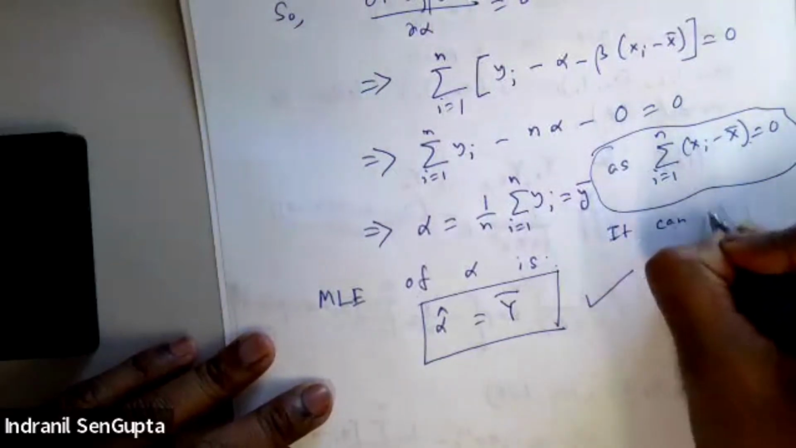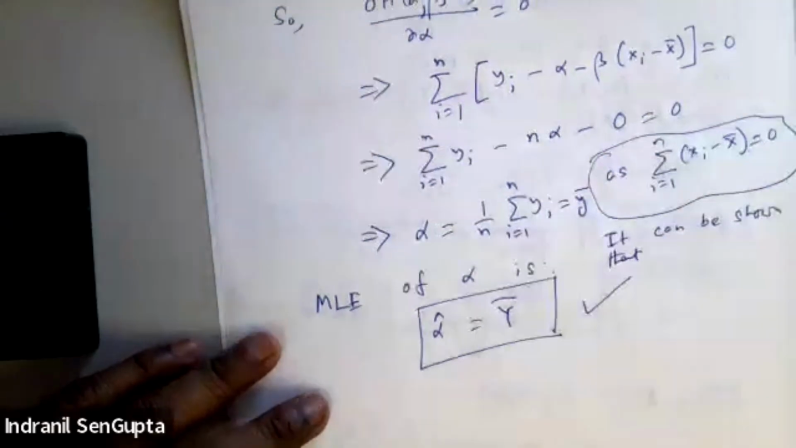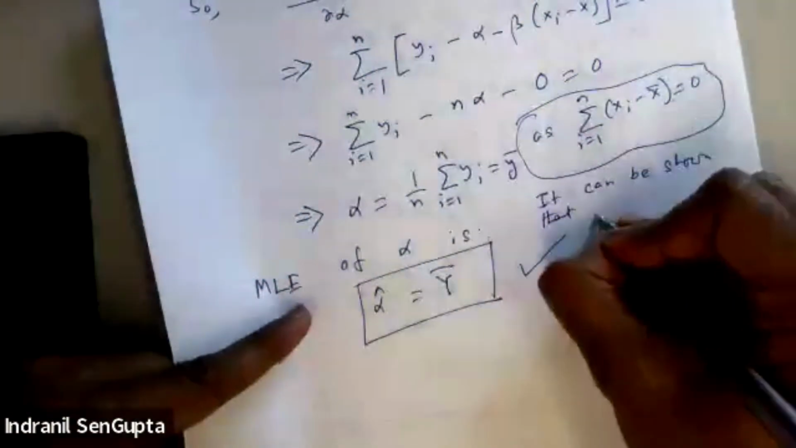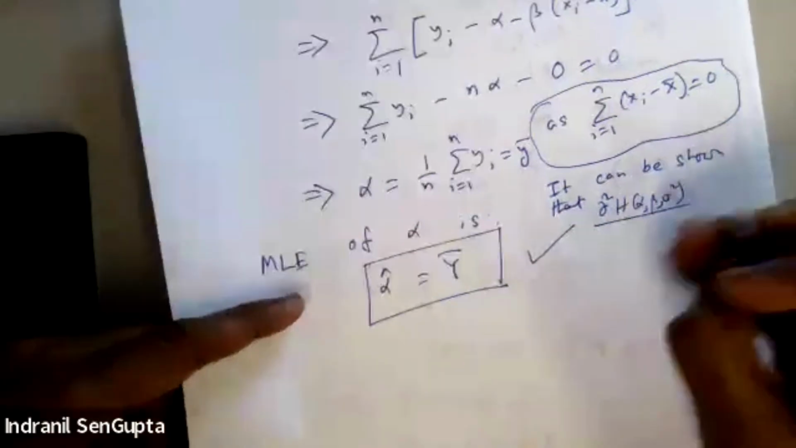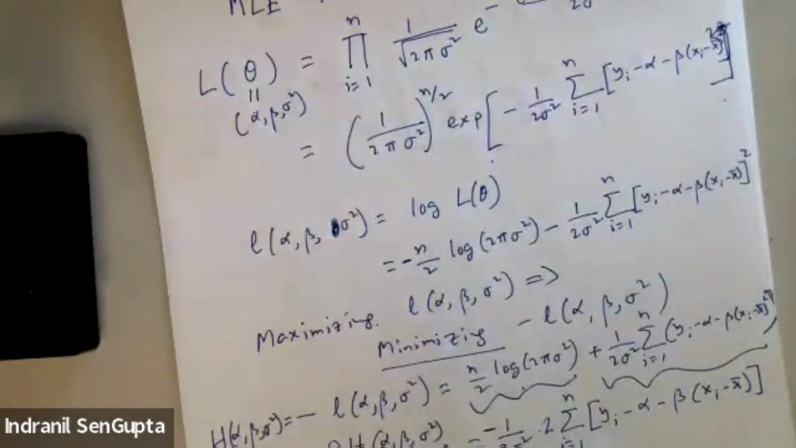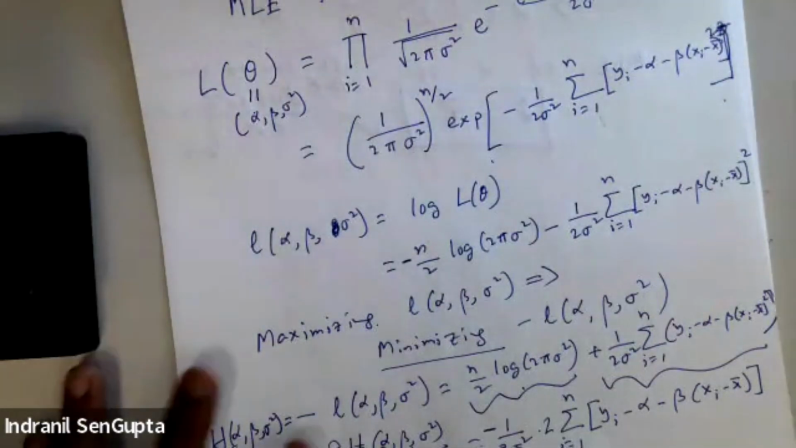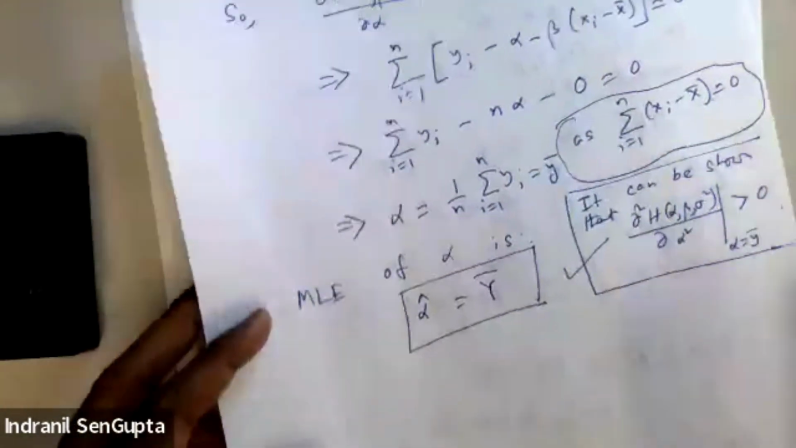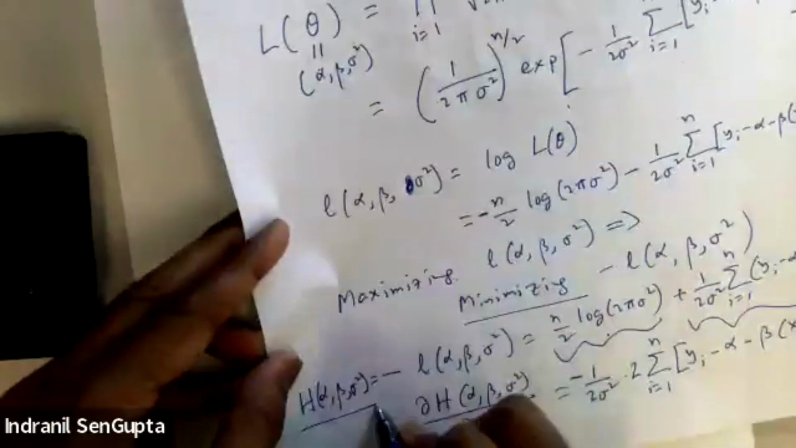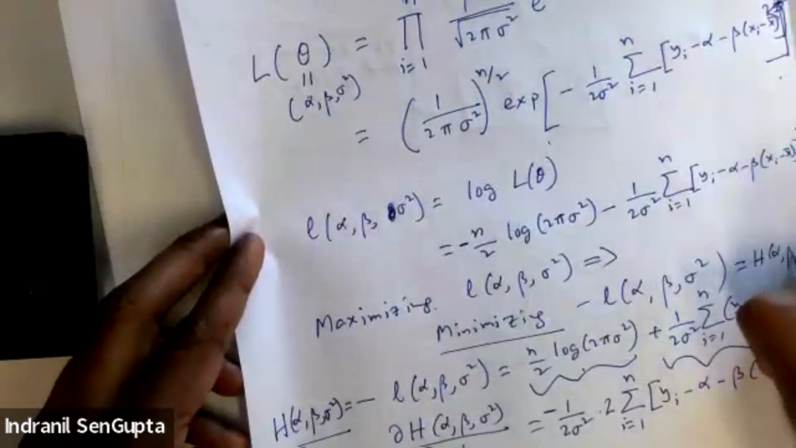By the way, it can be shown that the second derivative, so we are trying to minimize, the second derivative of this over alpha squared, when we choose alpha equals y bar, is positive. That means it's really a minimum value. I'll leave it up to you to show it, it's just one step. In fact, this is bigger than 0 irrespective of the alpha value. But anyway, it's really the minimizer for h, which we called h of alpha, beta, sigma squared. So that is the maximizer for the log likelihood function. So we got that.